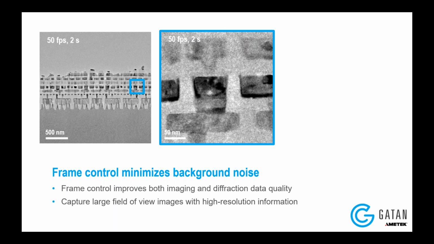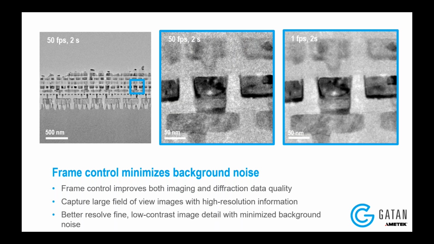You can see these different features, but when you use the frame control mode to decrease the frame rate down to, say, 1 frame per second and have 2 total frames integrated, there's a big difference in the essentially noise levels of the image when you compare the middle image at 50 frames per second and the right image at 1 frame per second.